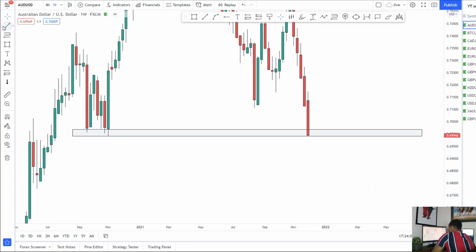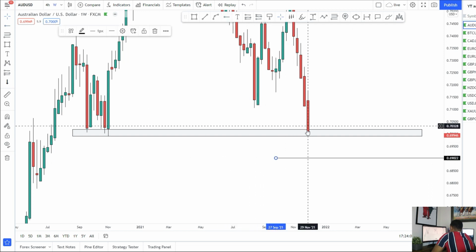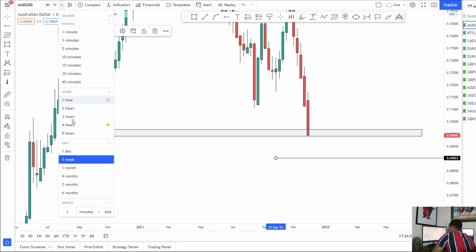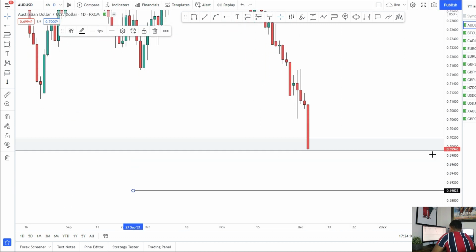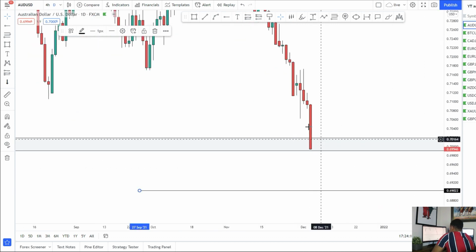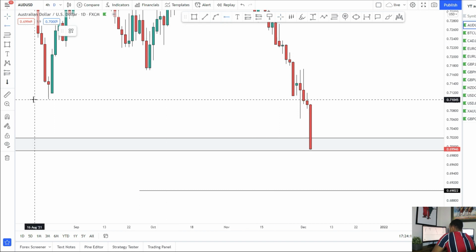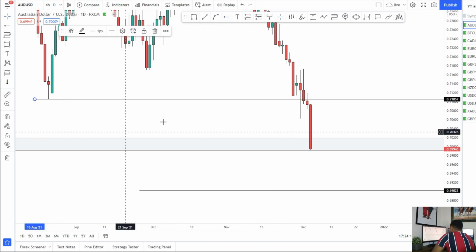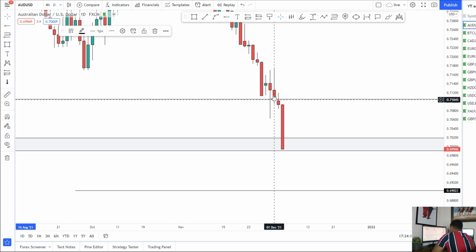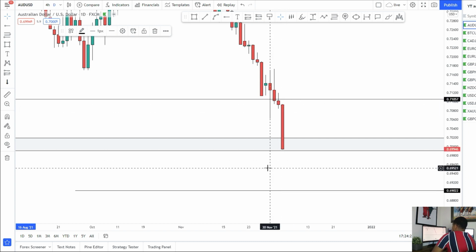If price does go further, then I will be expecting a push into 0.69, the next psychological level below 0.7. But if we do see a bounce from this, then we can potentially see a push back into this major support, which we did see a nice break and retest. You see a break with that shooting star candle, the retest with that kind of indecision candle, and then we saw the continuation.